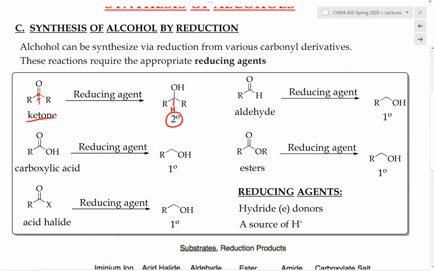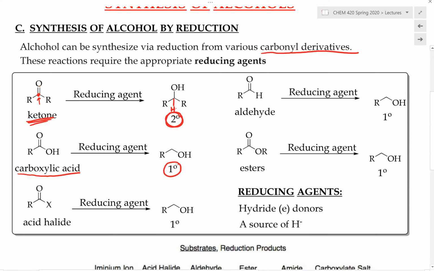And there are many carbonyl derivatives that can undergo reduction to produce the alcohol. Because the emphasis of this lecture video is on the alcohol, we'll be discussing the different carbonyl derivatives that can be used to produce our alcohol. If we were to have a ketone, by reacting the ketone with the appropriate reducing agent, we'll be able to convert that into the secondary alcohol. Versus if we were to have a carboxylic acid, or its carboxylate, that is the conjugate base form of the carboxylic acid, we can also reduce that to produce our primary alcohol.